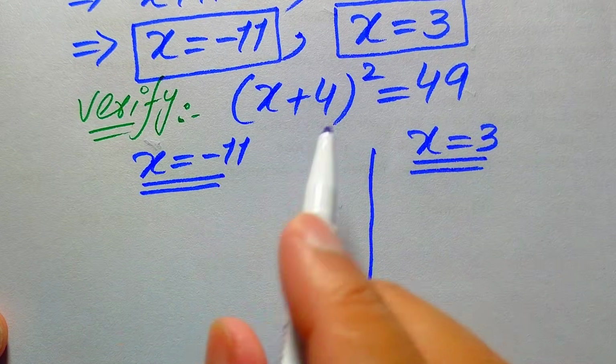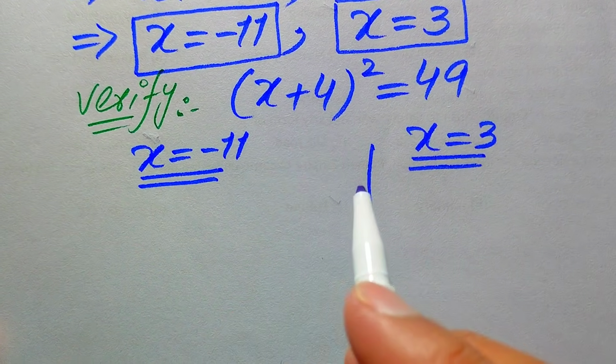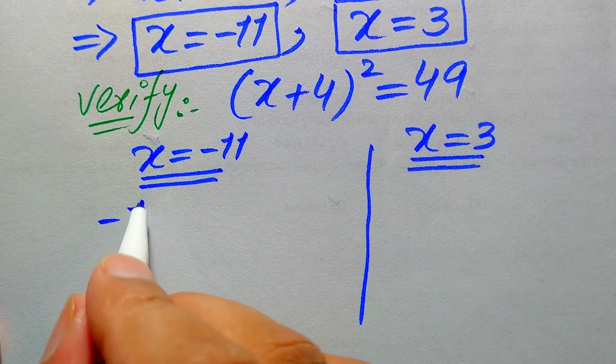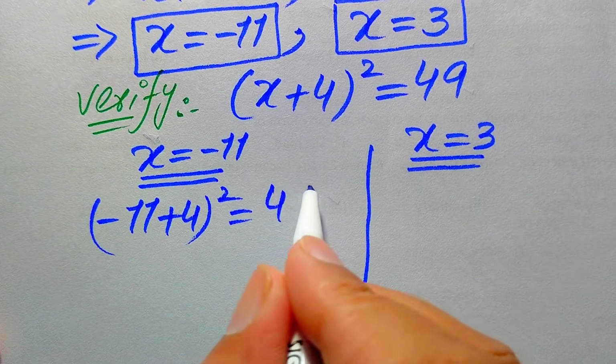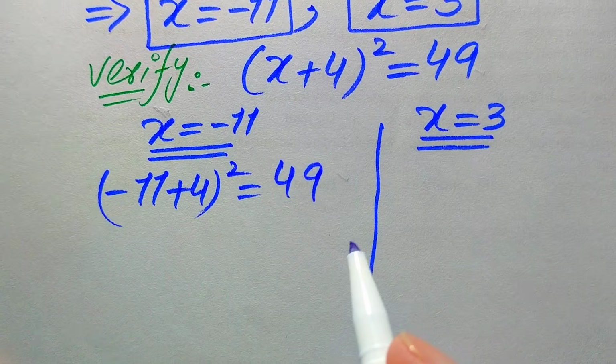So first we put x equals minus 11 into the left hand side, and we get (minus 11 plus 4) whole square equals 49 or not. This is our claim.